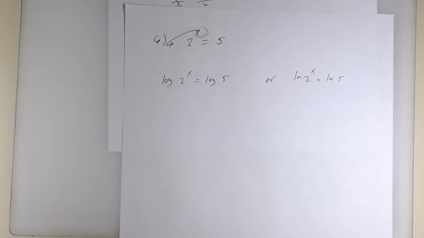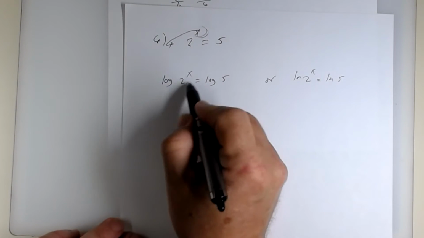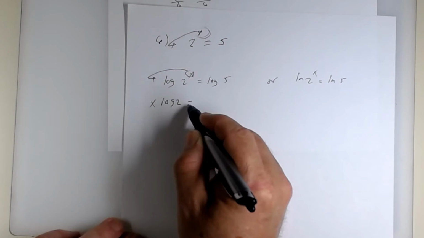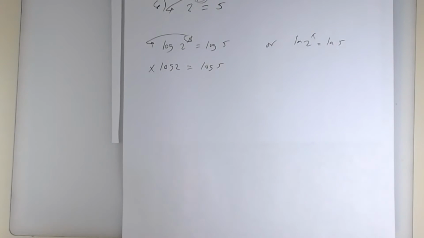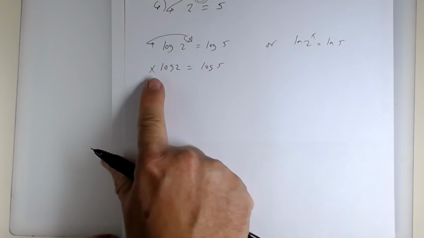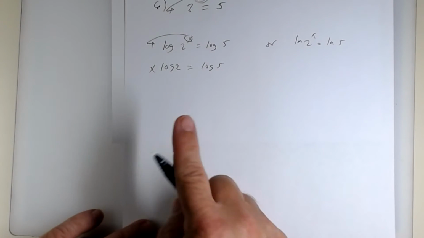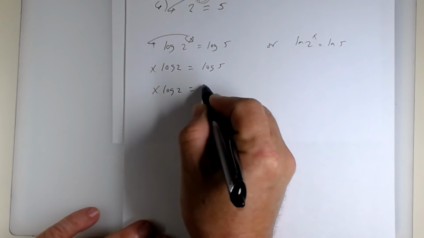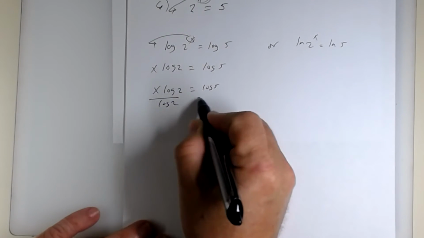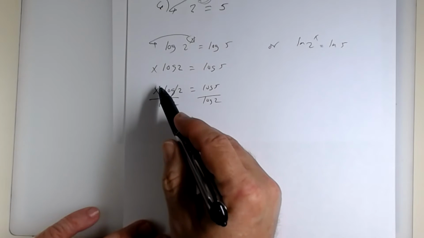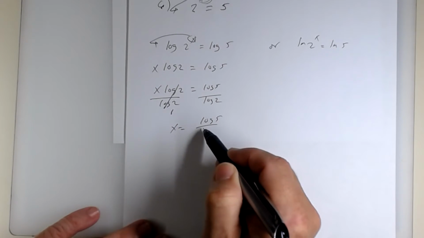And watch how simple this is now. Now I can rewrite this using what property, what rule? Power rule. So this becomes x times the log of 2 equals the log of 5. And I'm trying to get x by itself, right? What am I doing to x right now? I am multiplying it by the log of 2. What's the opposite of multiplying by the log of 2? Divide by the log of 2. Divide by log 2. And then the log 2's divide out, right? Anything divided by itself is 1. So that's x equals log 5 divided by log 2.